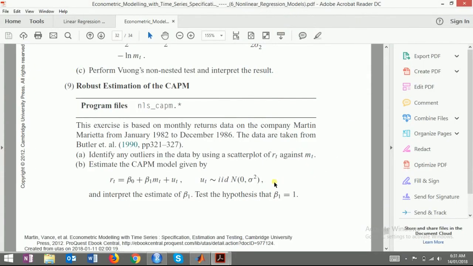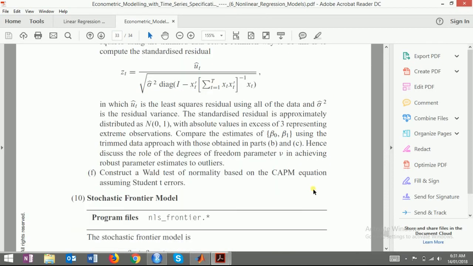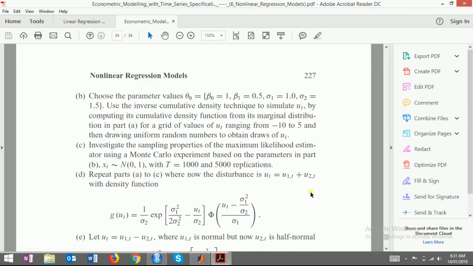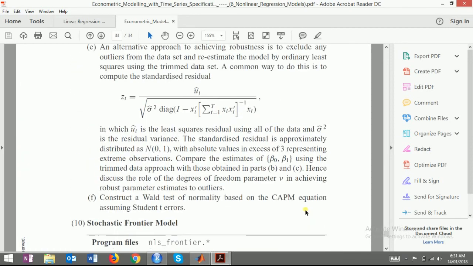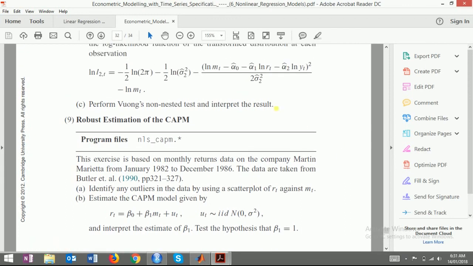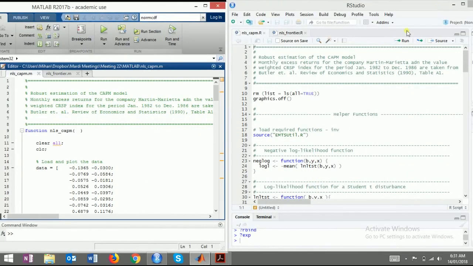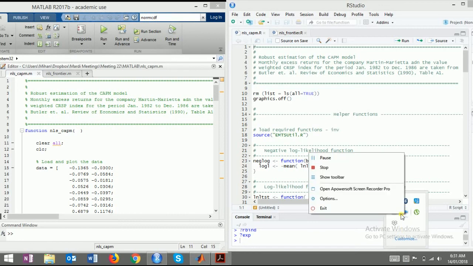In this chapter we have two more problems to solve. One is a KPM problem, another one is a stochastic frontier model problem, but as they are very theoretical right now, we are not going to solve them. Rather, we're going to take a small break from here, and later on we might come back and discuss KPM and the stochastic frontier model in further detail. Thank you for staying with me.